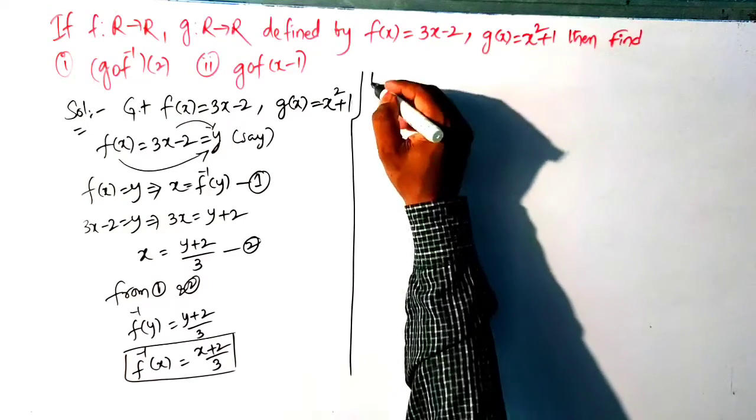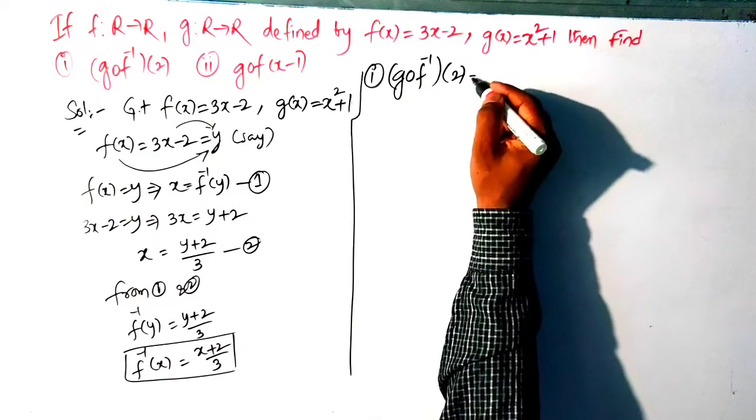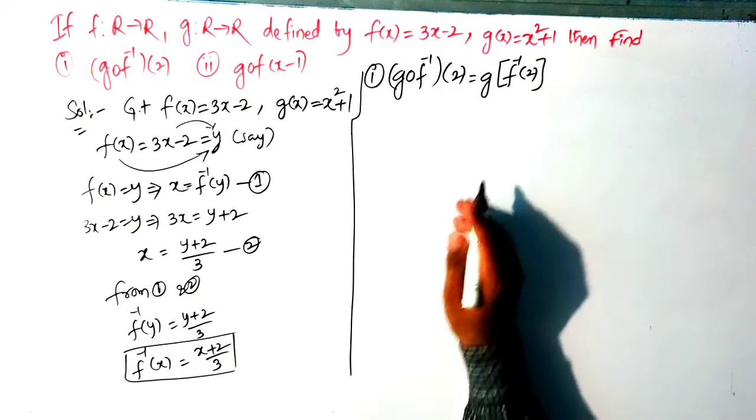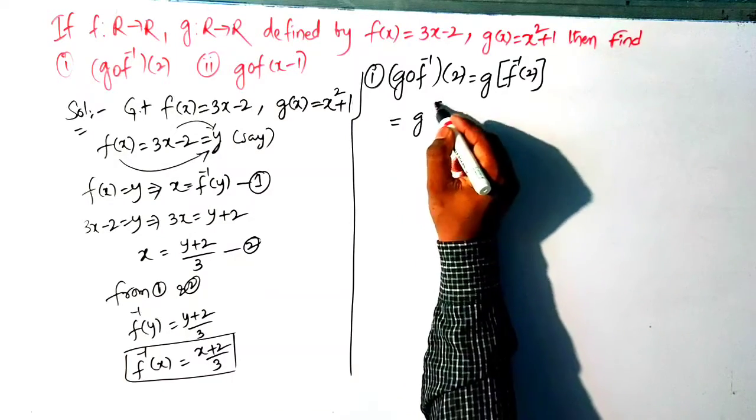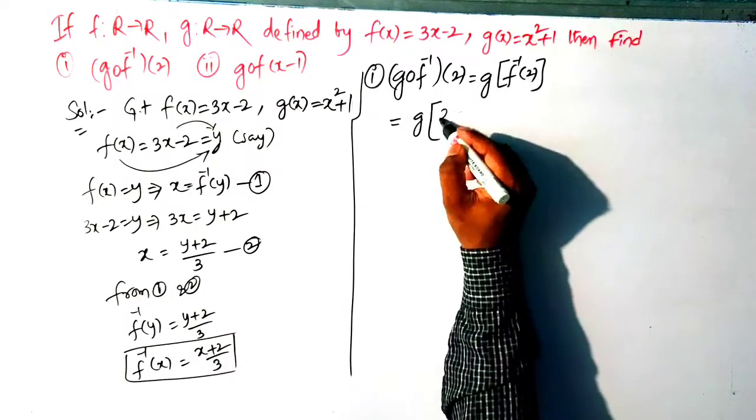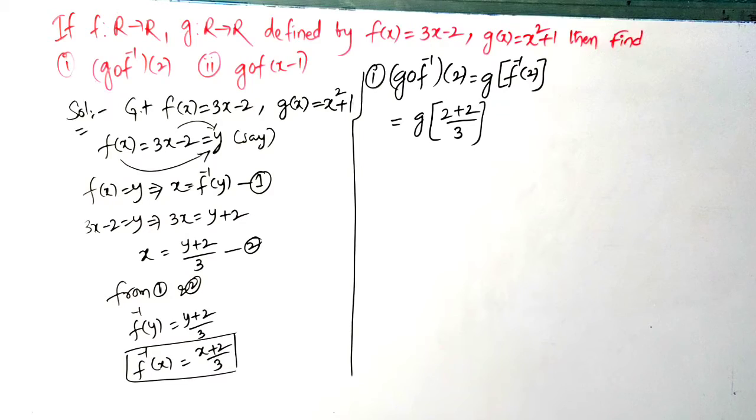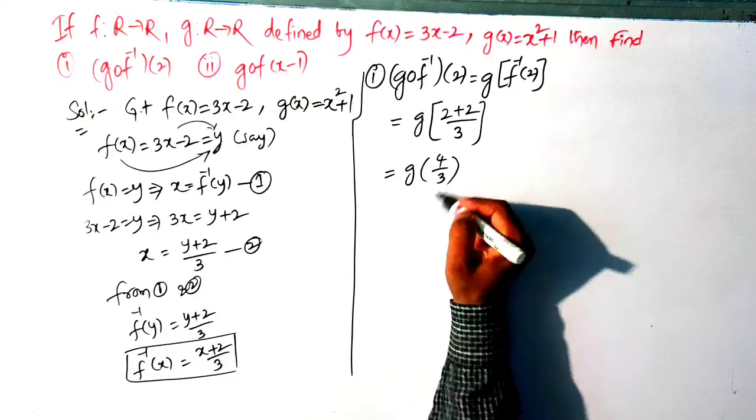Now the first one. What is the first one? g circle f inverse of 2. By using composite function, we write g of f inverse of 2. The f inverse of x value we got here is x plus 2 divided by 3. So how to get f inverse of 2? In place of x we substitute 2. So now we write g of 2 plus 2 divided by 3. So g of 4 by 3 we get here.